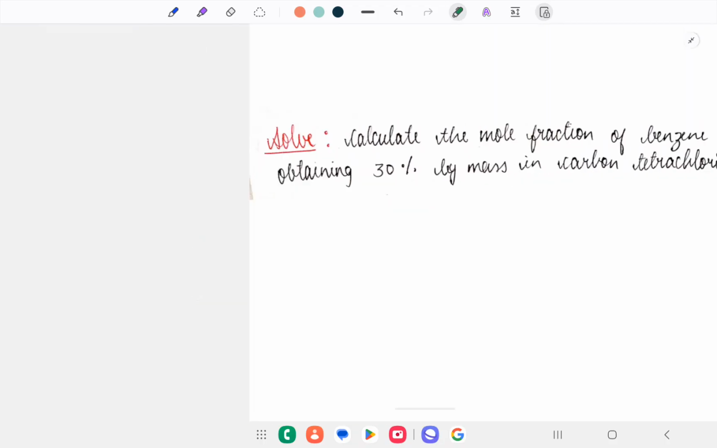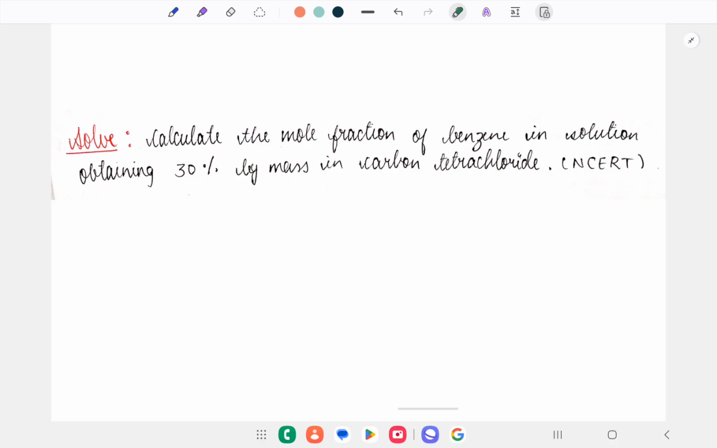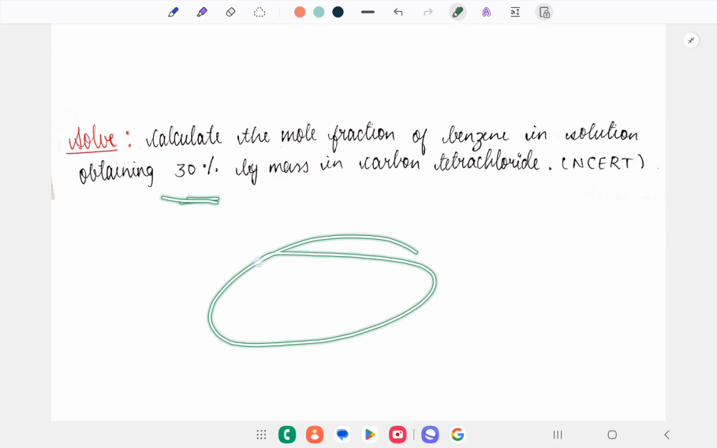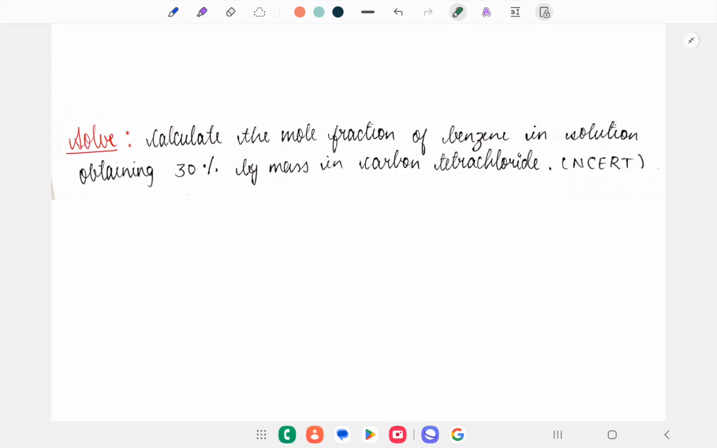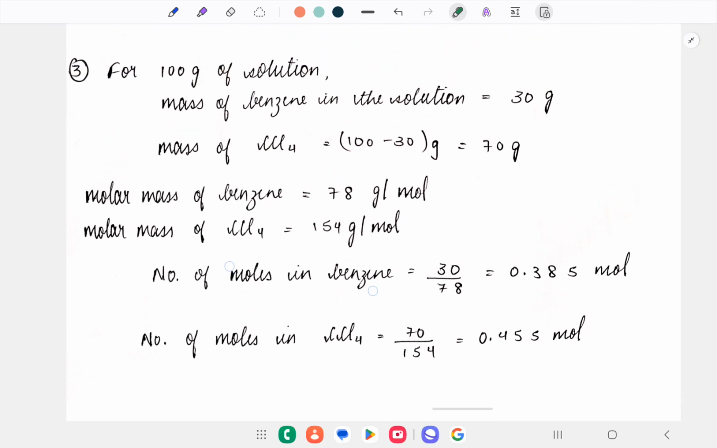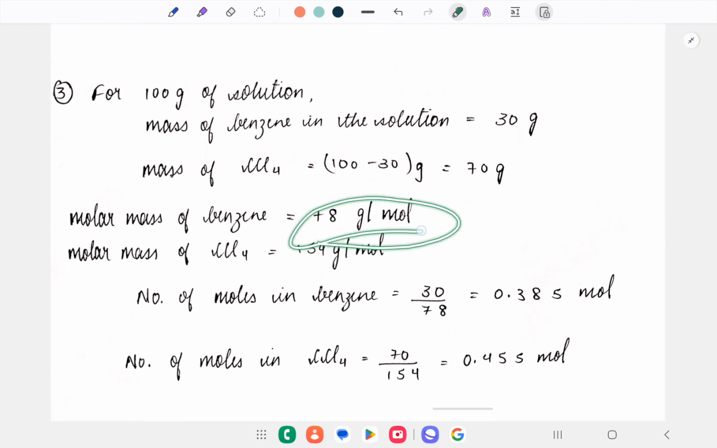Next question is calculate the mole fraction of benzene in a solution containing 30% by mass in carbon tetrachloride. So here the mass of benzene is provided, which is 30 grams, because the total solution is 100 grams, and that of the carbon tetrachloride will be 70 grams. So we will calculate the molar mass of benzene, which is 78 grams, and the molar mass of CCl4, which is 154 grams per mole.